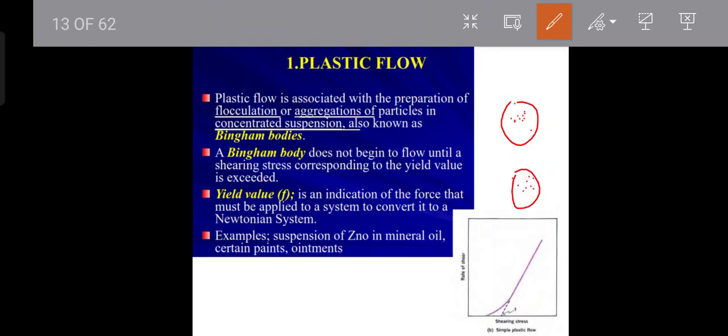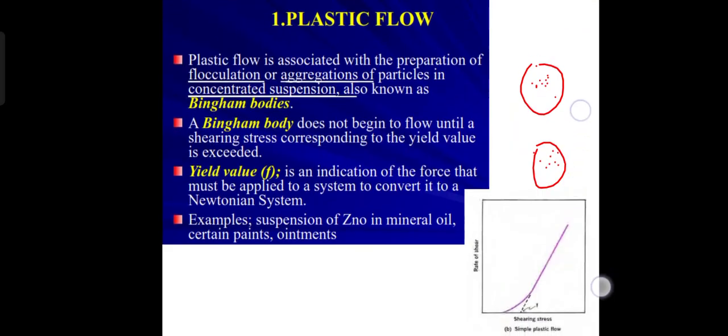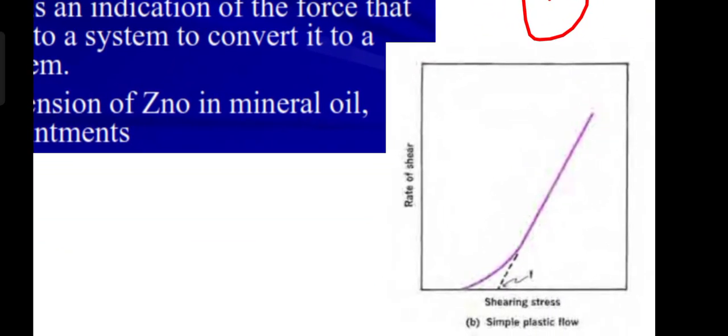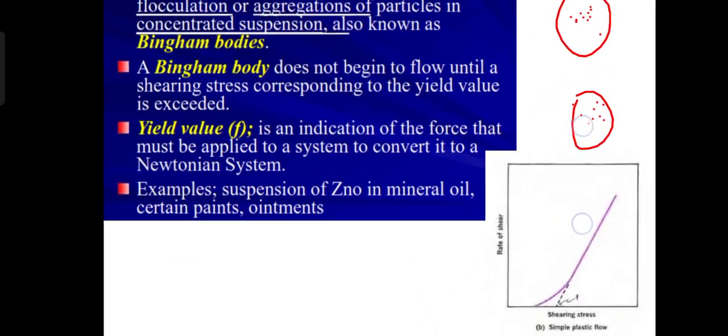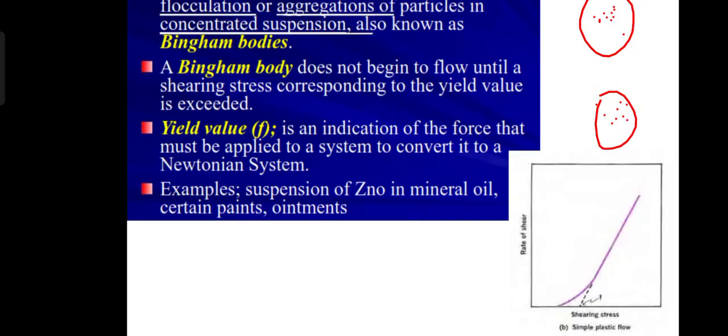Bingham bodies don't begin to flow until the shearing stress reaches the yield value. You can see in the picture, let me zoom in, that the rate of shear changes only after a certain point. It's not that from the origin the shearing stress changes and flow starts. After obtaining a particular amount of shearing stress, the rate of shear or change in the shear will happen. That is called the yield value. Like plastic deformation: initially when you give some force, the material will not deform or break, but when you apply more force it will suddenly break down. So that is the concept here.